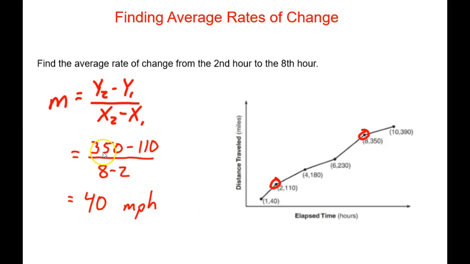Plugging in those values, we get 350 minus 110 divided by 8 minus 2. Simplifying, we get 40. And then our label: our y-axis, the vertical axis, represented the distance traveled in miles. The horizontal x-axis represented the time in hours. So this would represent miles per hour. So the average rate of change from the second hour to the 8th hour would be 40 miles per hour.